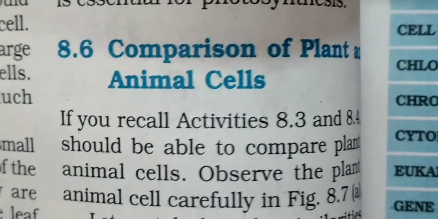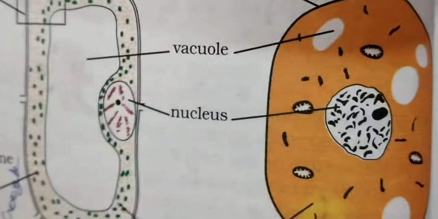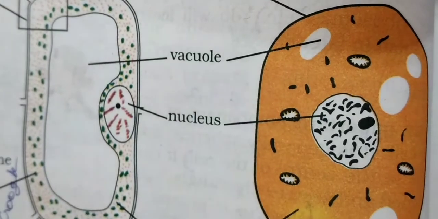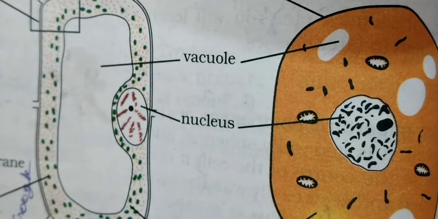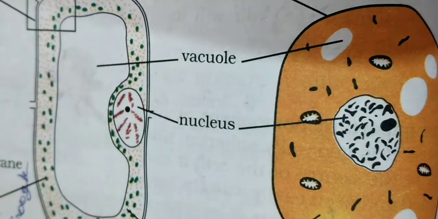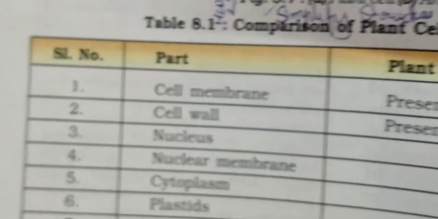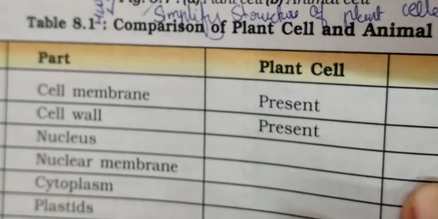You can do the comparison of plant and animal cells, which I am leaving to you. Either you compare it just by viewing the pictures given in your textbook, or you can go and search in Google to get a better view of the plant cells and animal cells and do the comparison on your own and help yourself by answering table 8.1. So this is the end of our chapter.